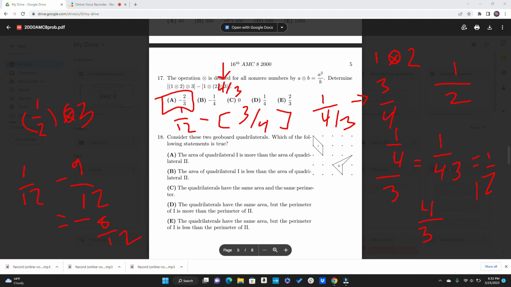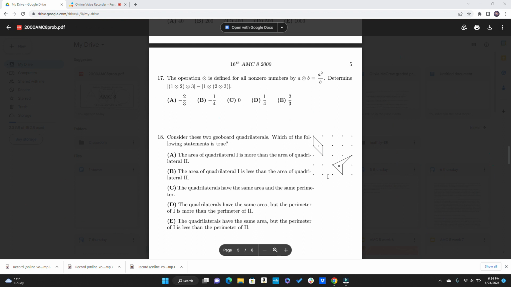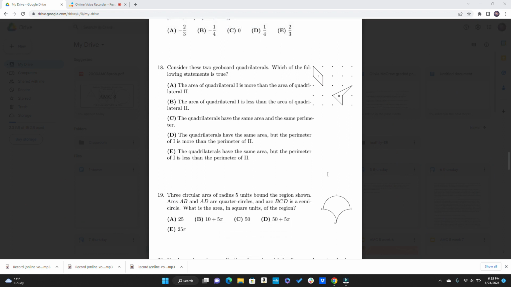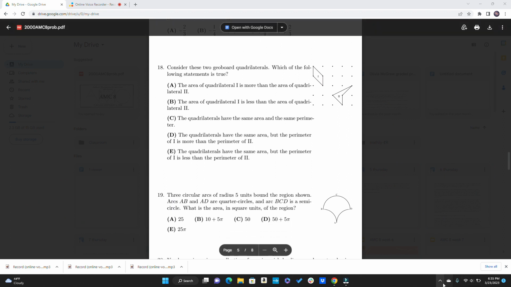Let me delete that. Now we've got 2 quadrilaterals, and we need to figure out which of these statements are true. These statements have to do with their area and perimeter. So let's figure stuff out. Let's start by saying the distance between 2 dots that are next to each other, we're just going to call that 1, just because it's easy.